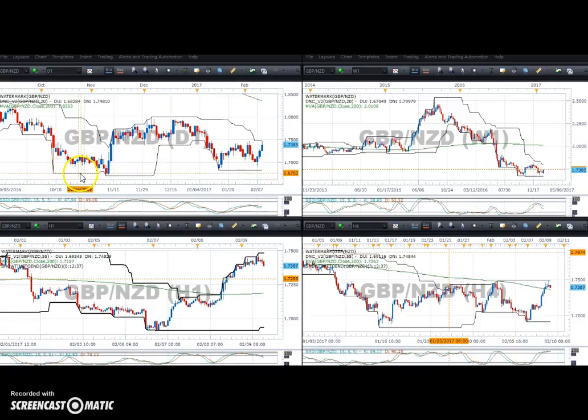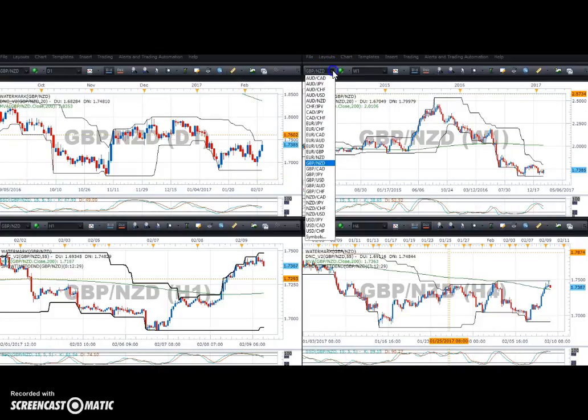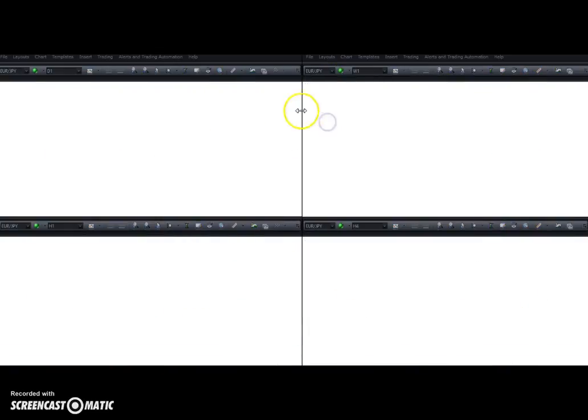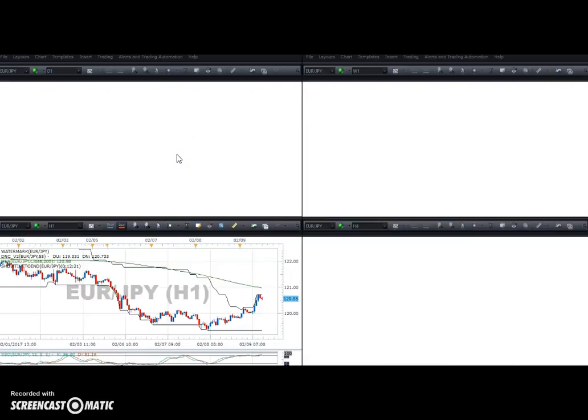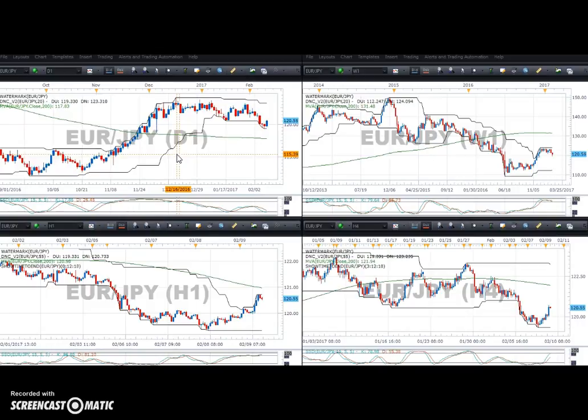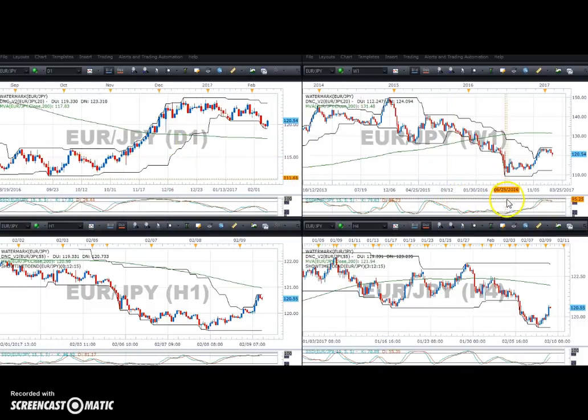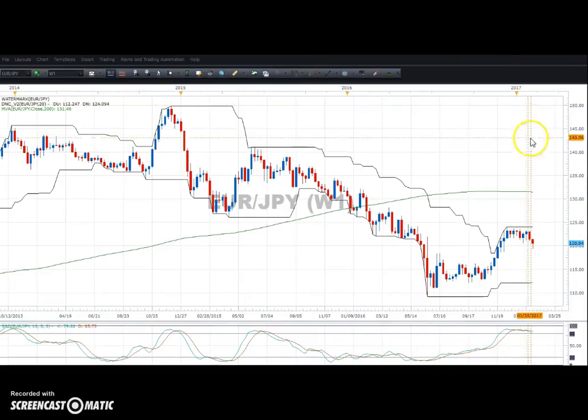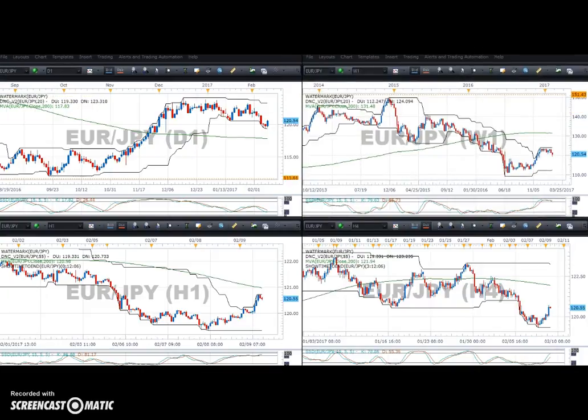Okay, we've got a couple more minutes here. Let's take a quick look at another pair. We looked at the Aussie USD, the pound New Zealand. Let's look at the Euro Yen. I'm just basing that on the strong week analysis. And we'll see what is going on there. Okay, in this situation, on the weekly chart, we can see here, it tagged the lower channel line, took out the upper channel line, so we're in an open buy situation.